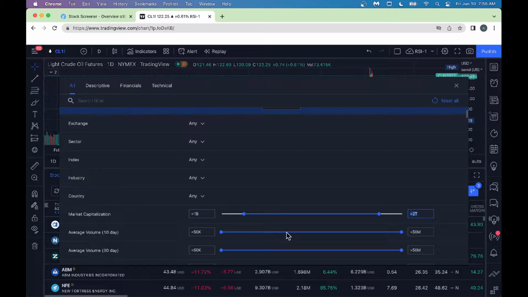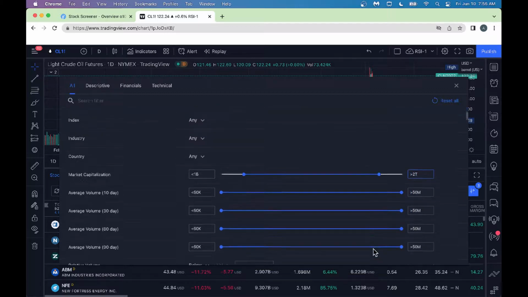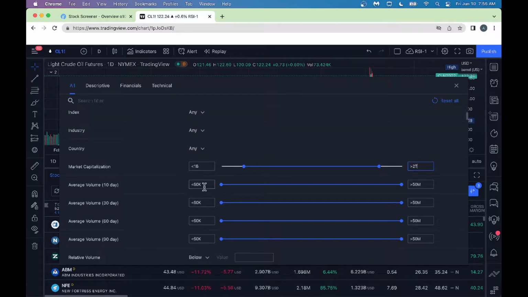All right, so it will adjust to 1 billion here. I will say more than 1 billion. All right, so we got our 1 billion here, and it goes all the way to more than 2 trillion, as you can see here. And volume is very important. I will do the same thing here.